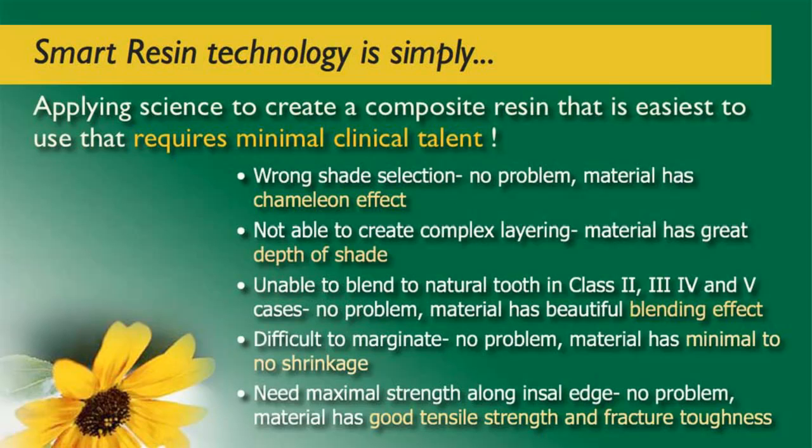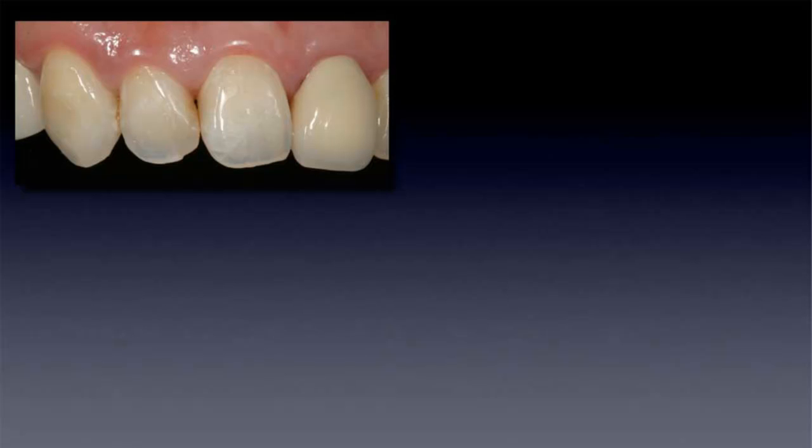And so if you chose the wrong shade, it would be no problem because it has a chameleon effect. Or for instance, if you had a difficulty to marginate, no problem because the material itself has the ability to have minimal shrinkage. And so these are things to me that we would certainly want to see in a smart resin. Here's a good example of a case where I have these teeth that we're restoring, 6, 7, 8.